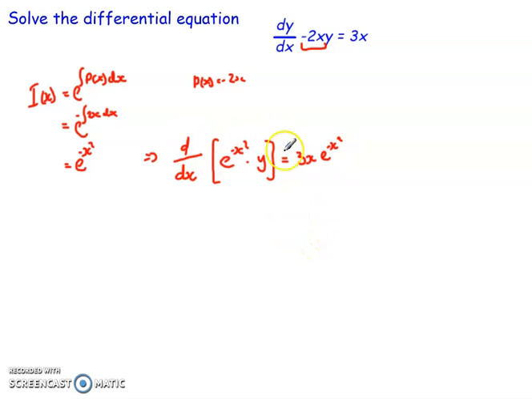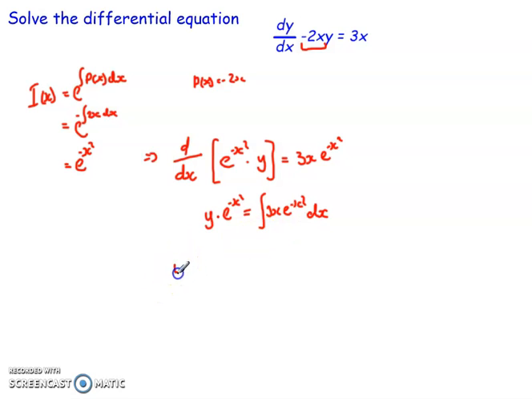What we can then do is integrate both sides with respect to x, and I can say that y times e to the negative x squared equals the integral of 3x e to the negative x squared dx. So it's now just a case of integrating that right hand side using any of the techniques that we've covered up to this point.